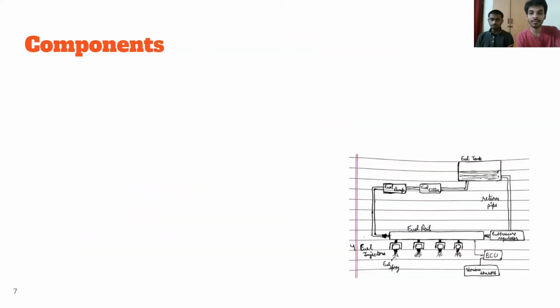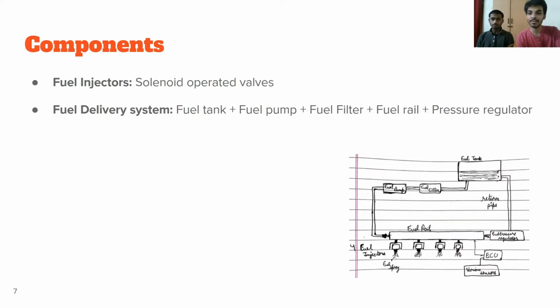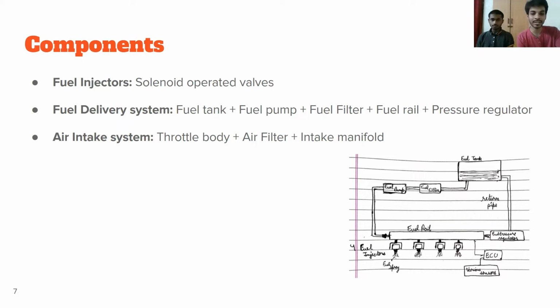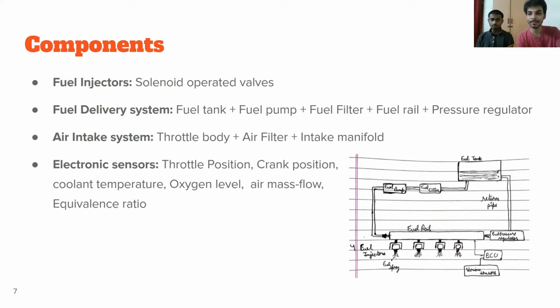The components of an MPFI system include the fuel injector, which is typically a solenoid operated valve and comprises the mechanical part, and the fuel delivery system, which comprises the fuel tank, the fuel pump, the filter, the fuel rails, and the regulator, which will control the fuel pressure. The air intake system will comprise the throttle body and the air filter. The throttle body will be controlled by the driver, who presses the throttle in the car.